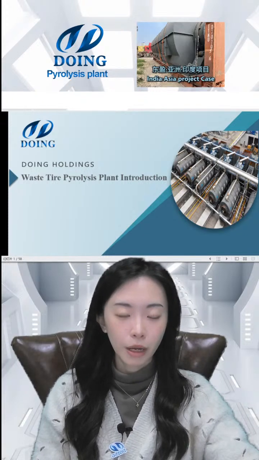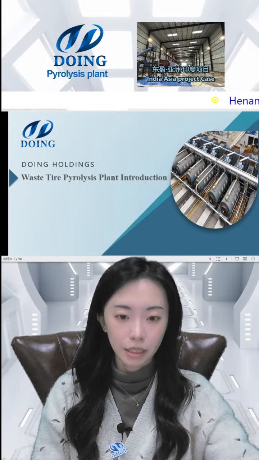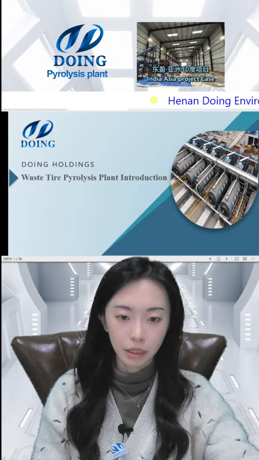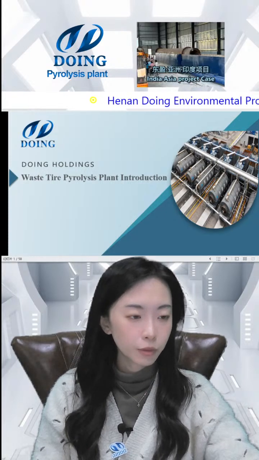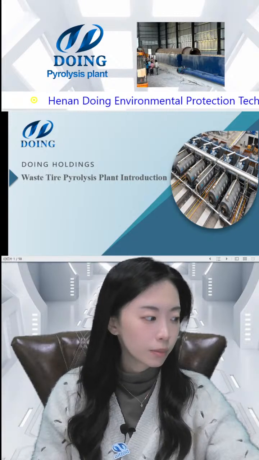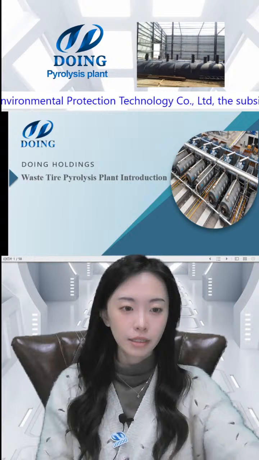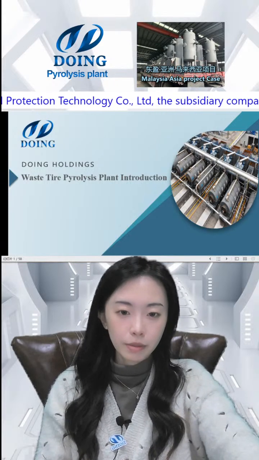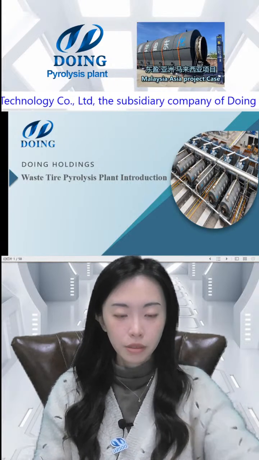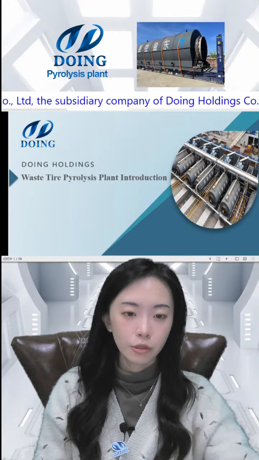We have three kinds of pyrolysis equipment: the batch type pyrolysis plant, semi-continuous pyrolysis plant, and fully continuous pyrolysis plant. How to choose depends on your capacity and your materials. It will be introduced today.